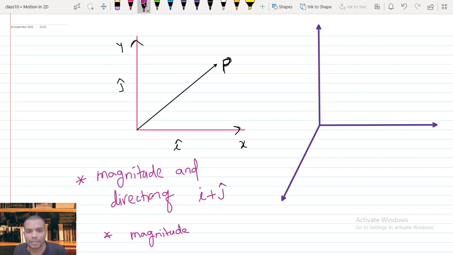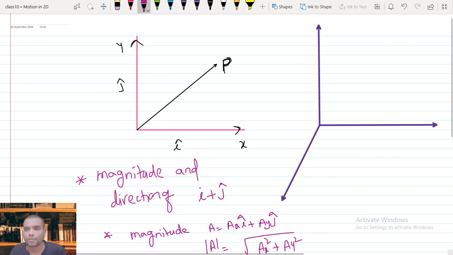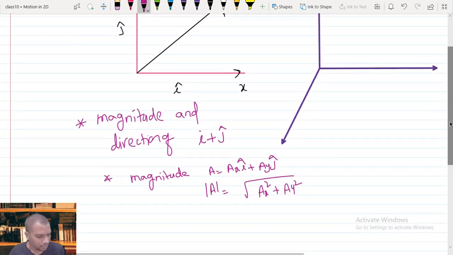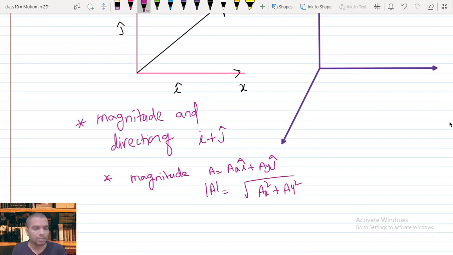So if you remember the formula for magnitude, if A is a vector with components ax i cap plus ay j cap, how can you find the magnitude? Magnitude of A equal to the under root of ax square plus ay square. Here we need to take only the corresponding vector magnitudes. If nothing is given, here we can take 1, so j also 1. Now compare the given equation with the standard two-dimensional equation.